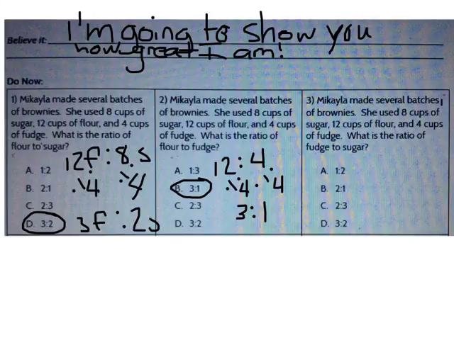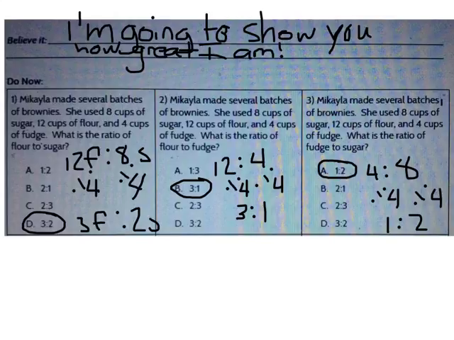Now let's try a third one. Michaela made several batches of brownies. She used 8 cups of sugar, 12 cups of flour, and 4 cups of fudge. What's the ratio of fudge to sugar? Well, the ratio of fudge to sugar is 4 to 8. When I simplify, that's 1 to 2. A is the correct answer.